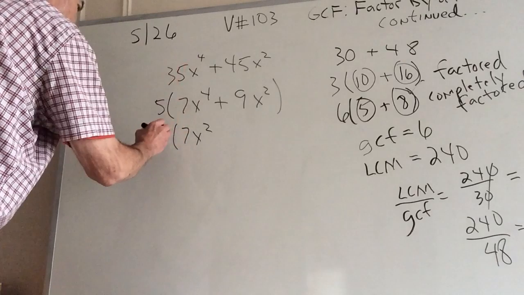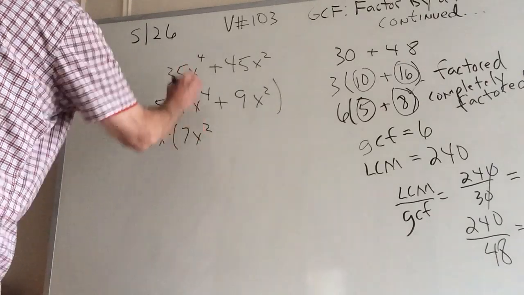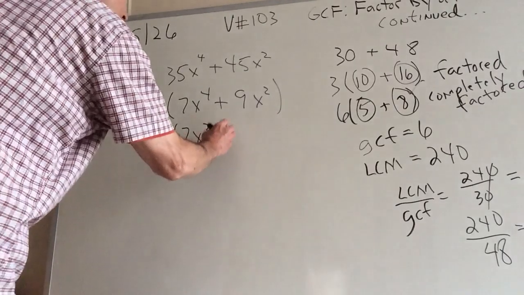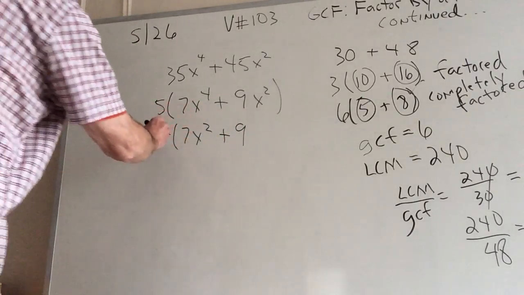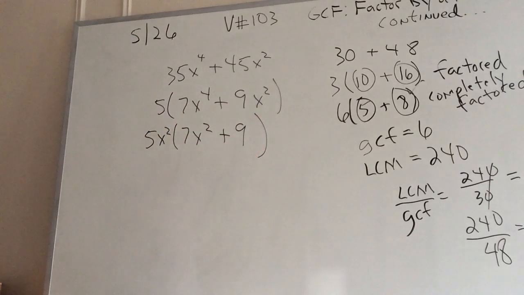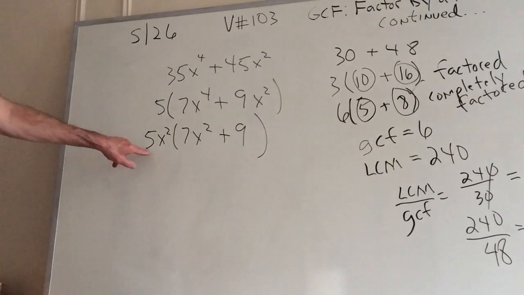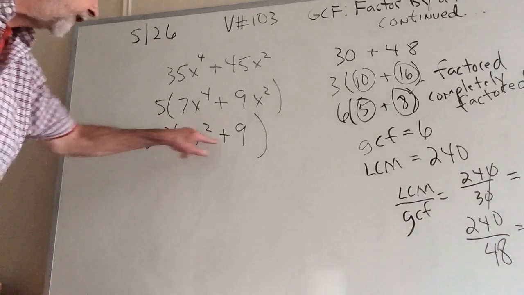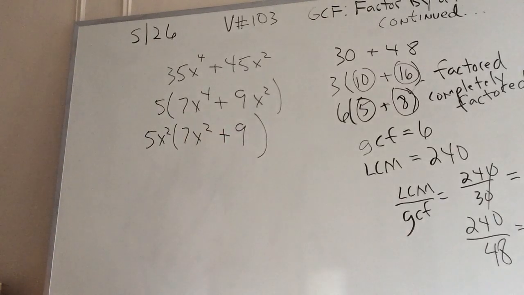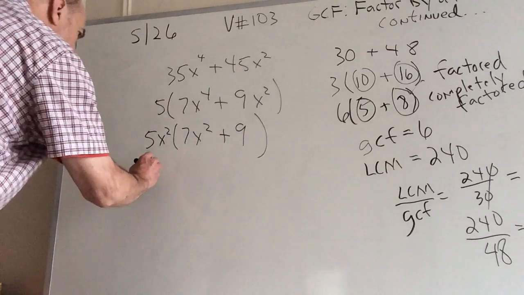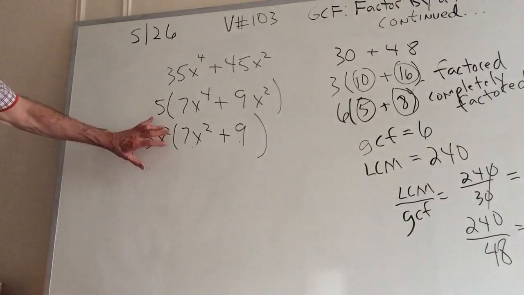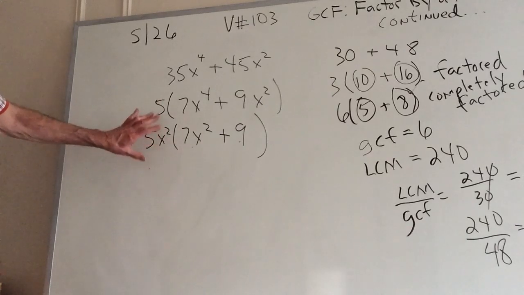5 times 7 is 35. X squared times x squared is x to the 4th, according to the product rule that you learned in 8th grade. And over here, I still keep the 9 that I extracted right away, but there it goes. Okay? So there you have it. Your GCF is 5x squared. Okay? I do the double check. 7 and 9 are coprime numbers, and the LCM is going to be, by the way, these two numbers have to be coprime, not with the GCF. The GCF is only taking out what everybody shares.